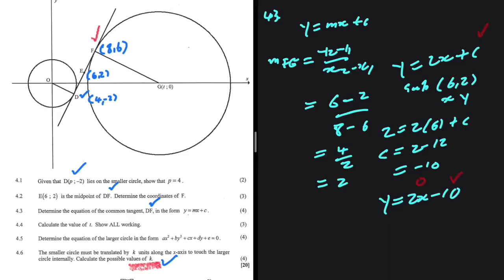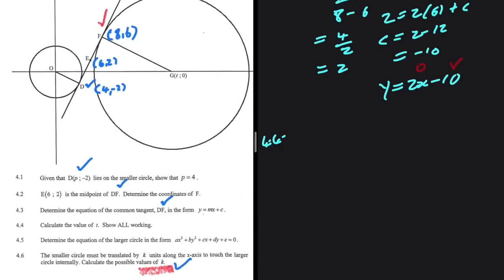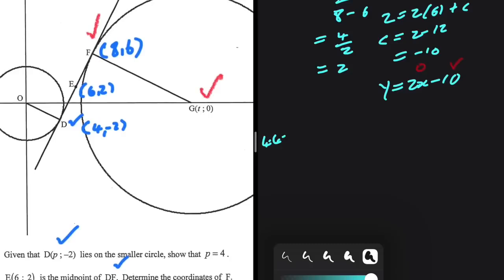Okay, that is 4.3. Let's do 4.1. Let's hear the stories. Not 4.1, but 4.4. What am I saying? So in 4.4, we want to calculate the value of t and show all working. Okay, the value of t. Right, I see the idea we're supposed to use here.